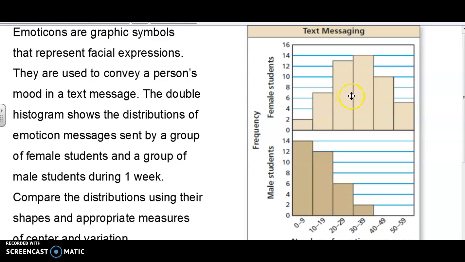So again, when it's symmetric, the best measure of center is the mean, and the best measure of variation is standard deviation. If it is skewed, either left or right, the best measure of center is the median, and the best measure of variation is the 5-number summary.